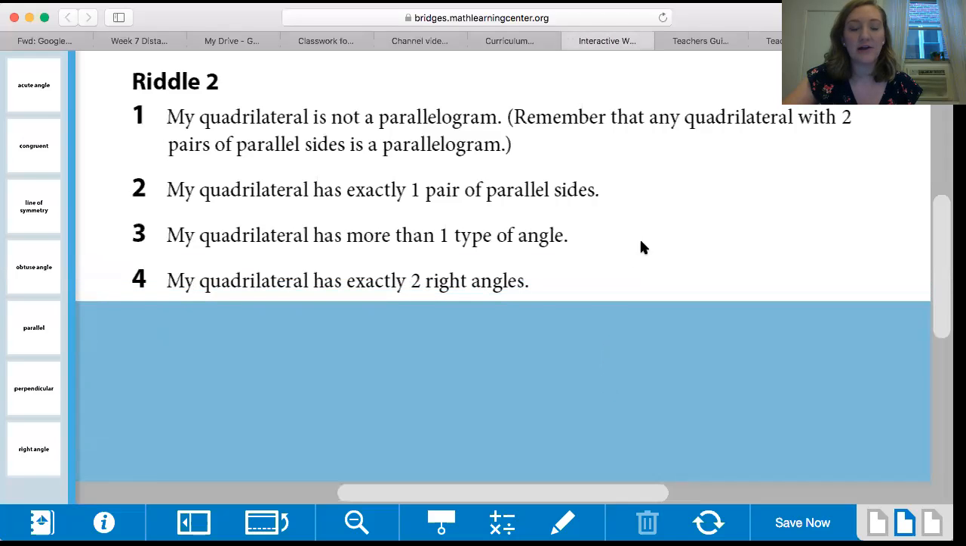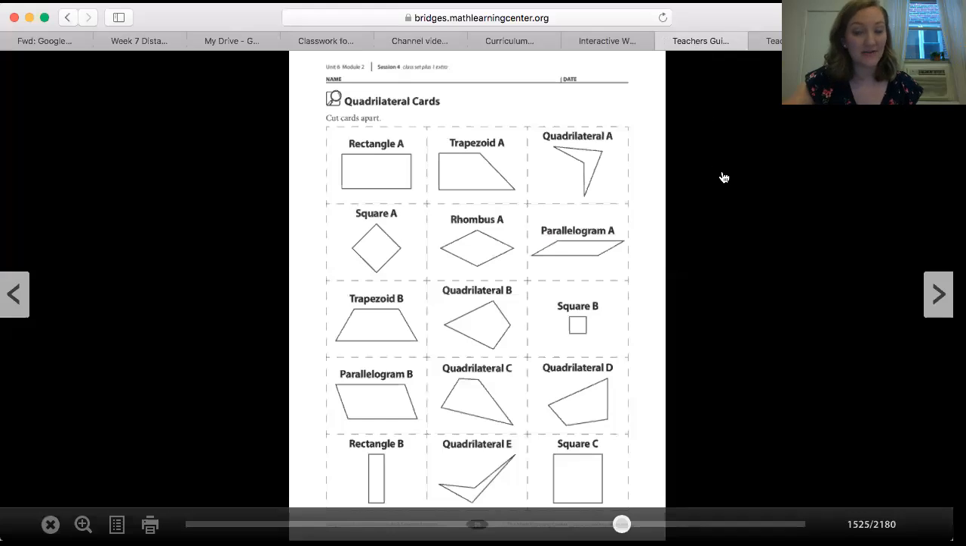And my quadrilateral has exactly 2 right angles. Wow, so 2 of its angles are exactly 90 degrees, and then the other angles are different. And there's only 1 pair of parallel sides. Do you have a guess?